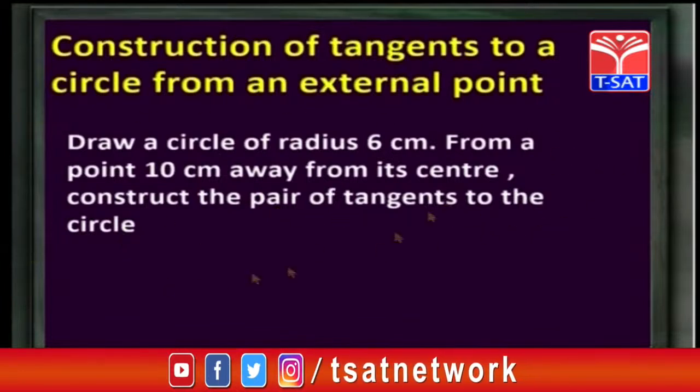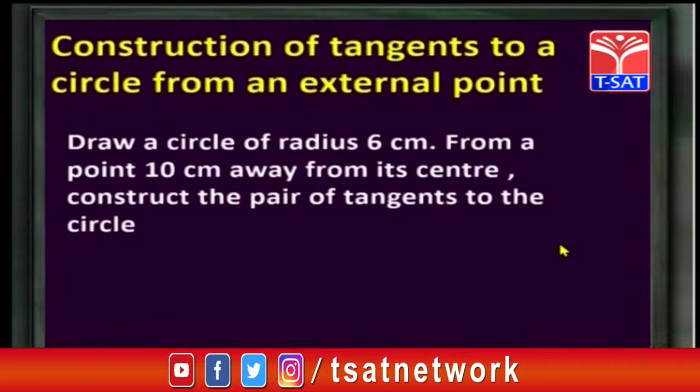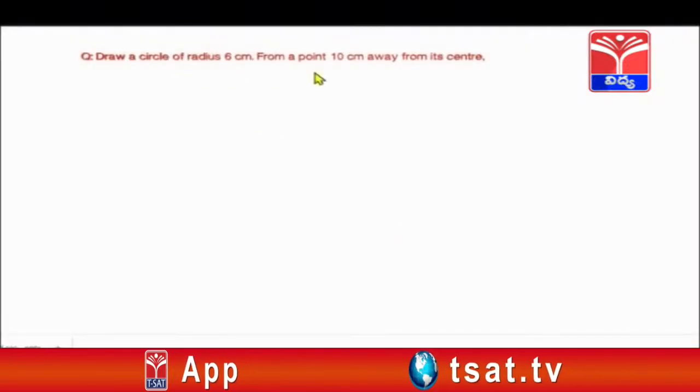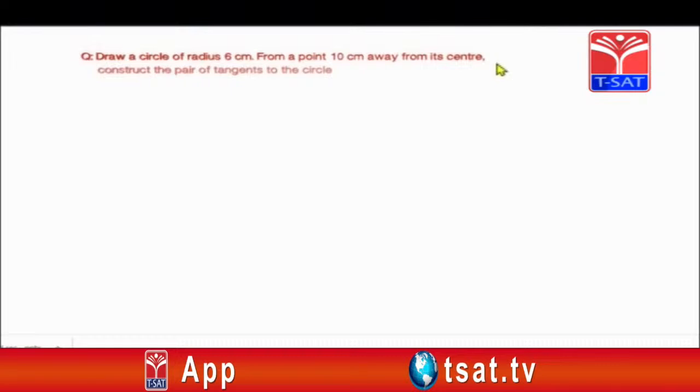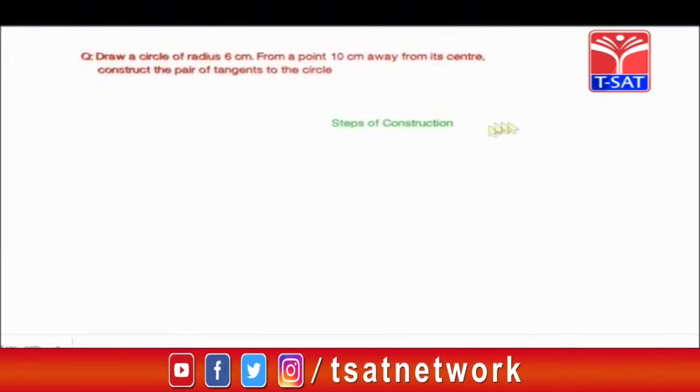So first let us understand the question. Draw a circle of radius 6 centimeters. That means first we need to draw a circle with radius 6 centimeters. Now from a point 10 centimeters away from its center. That means the point P is outside the circle. That means we can draw two tangents. So construct the pair of tangents to the circle. Now for this we need to draw even a rough diagram also.